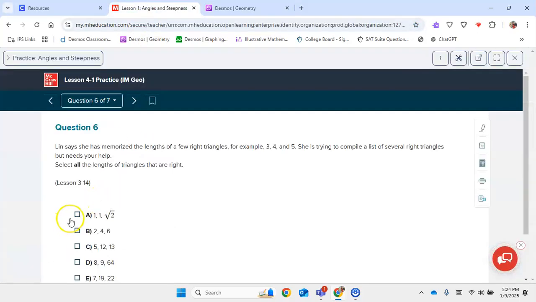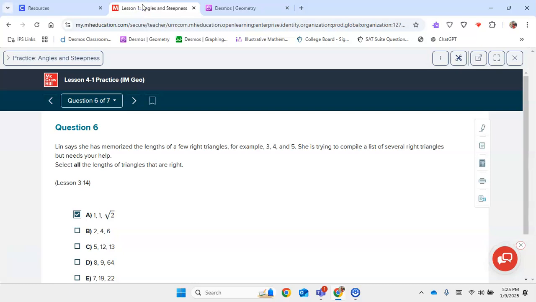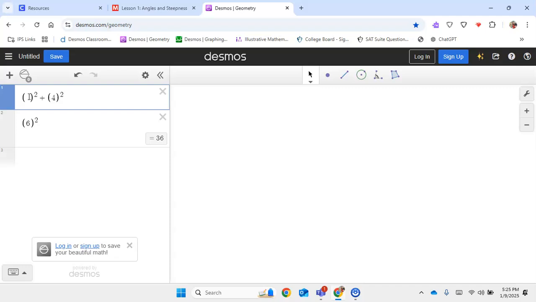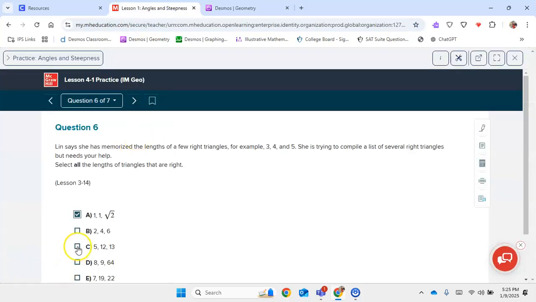That works. Then you have A is 2, B is 4, and C is 6. You can see that does not work. 5, 12, 13. A squared plus B squared equals C squared, which is 13 squared. They're both equal to 169. That works.